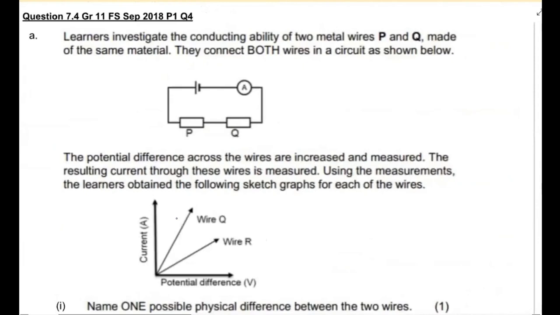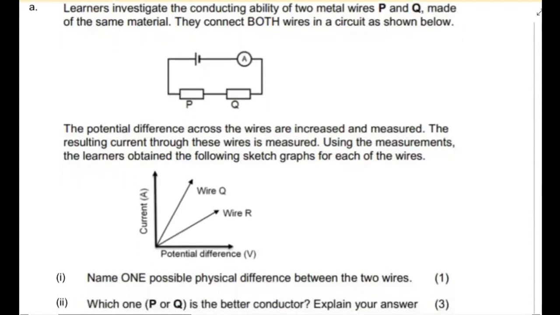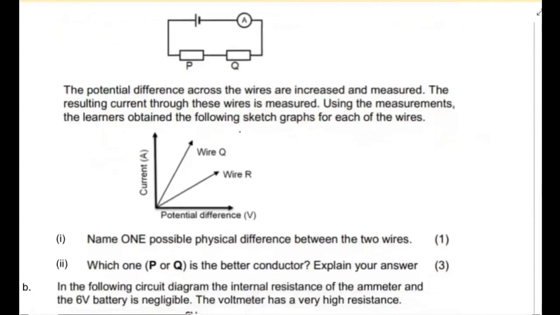Learners investigate the conducting ability of two metal wires P and Q made of the same material. They connect both wires in a circuit as shown below. The potential difference across the wires is increased and measured. The resulting current through these wires is measured.